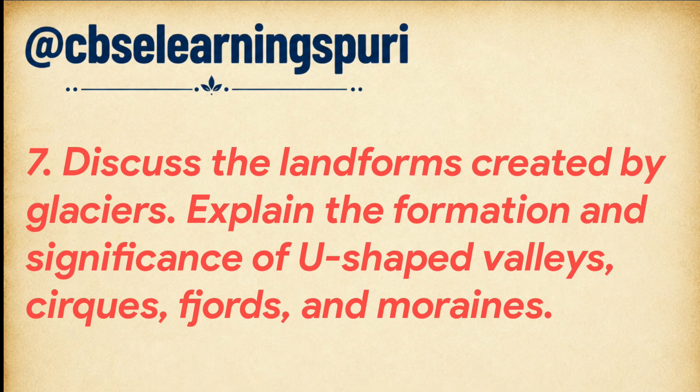Cirques. Formation. A cirque is a bowl-shaped hollow or depression found at the very top, the head of a glacier. It is carved out by ice as it begins to move down the mountain. Significance. Like U-shaped valleys, cirques are major attractions for mountain climbers and tourists.